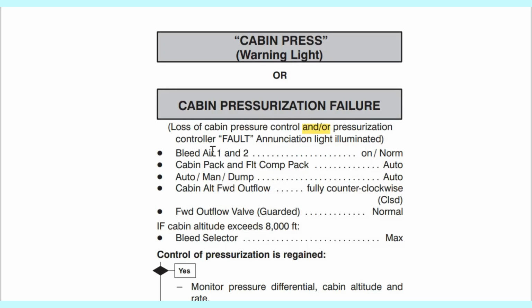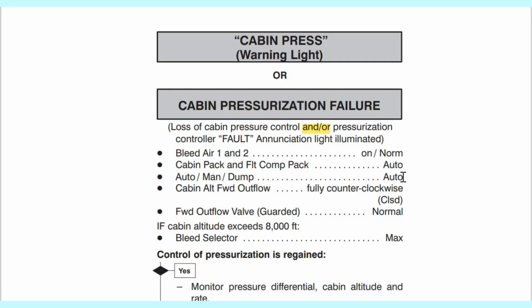So first of all, don the oxygen mask to prepare yourself for the worst, meaning descent. Then, before you declare emergency descent, check the air conditioning panel. Your bleeds, are they on and on? Yes, they are. Are the cabin pack and flight command packs auto? Yes, they are. Auto man dump? Yes, it is at auto. What about the cabin altitude flow, forward outflow? It's completely counterclockwise, meaning closed. Then the forward outflow knob on the first officer side, it's normal.